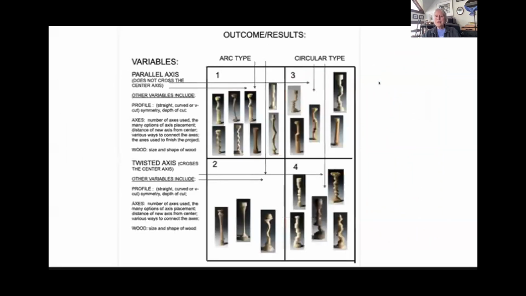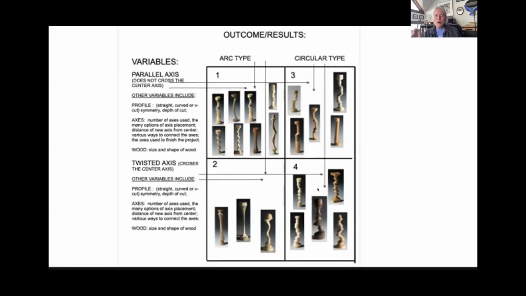So these 4 elements can create families of spindles or sections of spindles that have 2 things in common: the axis placement and the type of outcome. So the first quadrant is all parallel axes and arc type. Third quadrant, the parallel axes are on top. So the third quadrant is circular outcome and parallel. And underneath that, twisted and arc type and twisted and parallel.